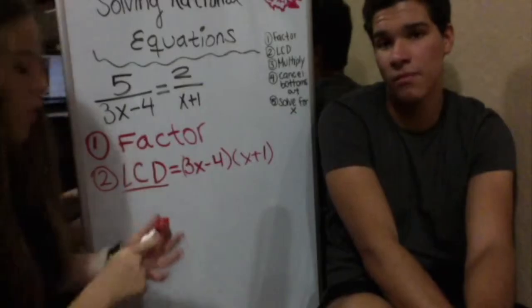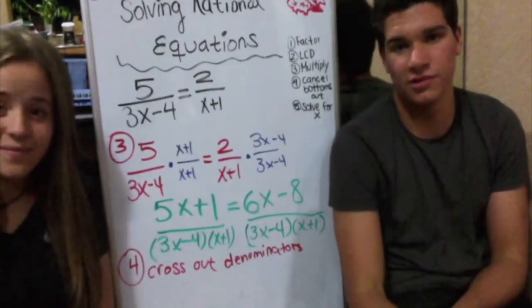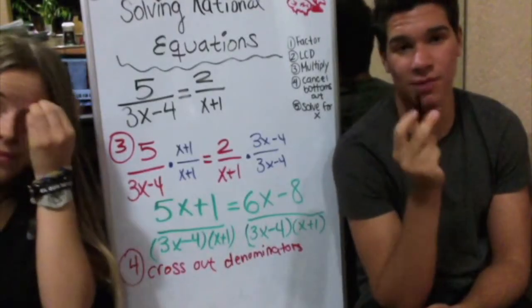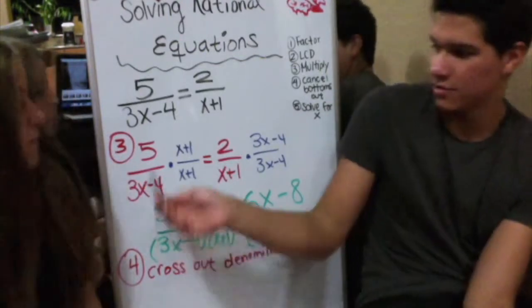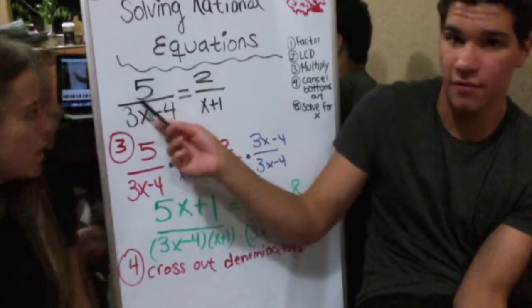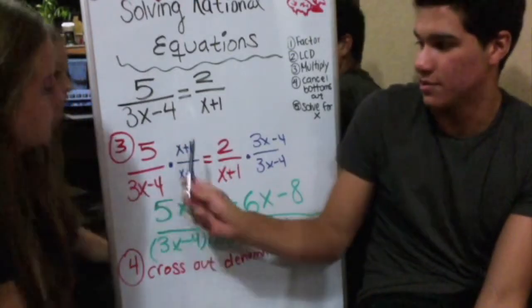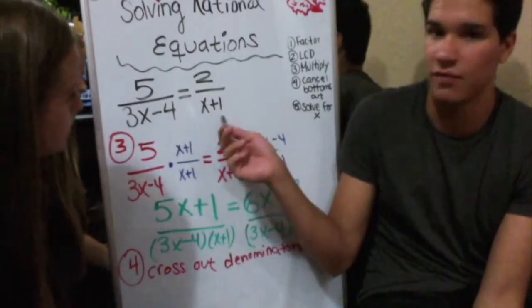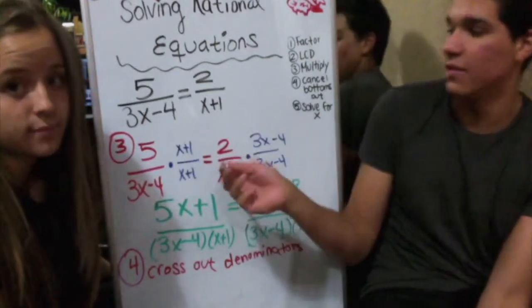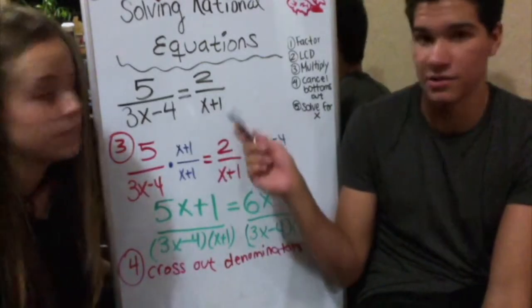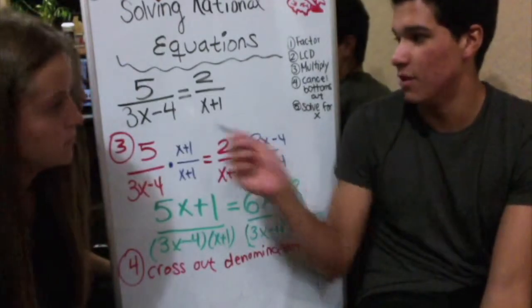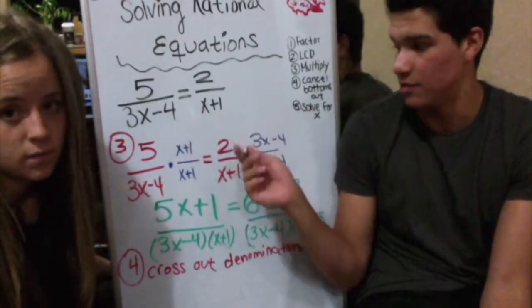Our third step is one of our most important steps. You must multiply all numerators and denominators by what the fraction is missing from the LCD. So you'll get our first fraction right here, and you'll set it up as so, and then multiply it by the denominator of the opposite fraction, and then set it equal to the other fraction, the second one, multiplied by the denominator of the opposite one again.